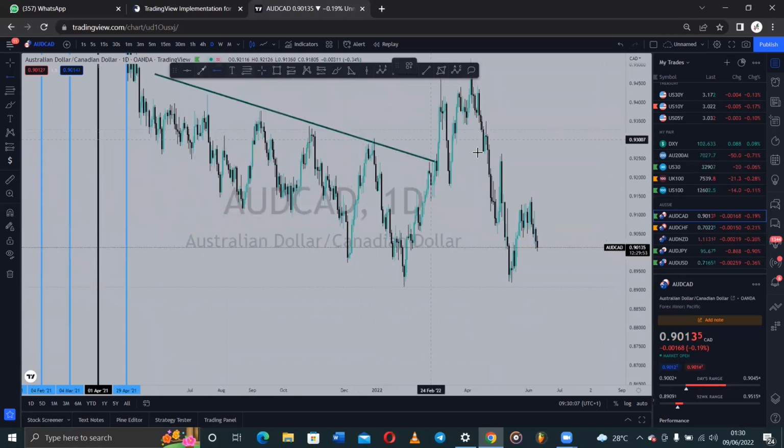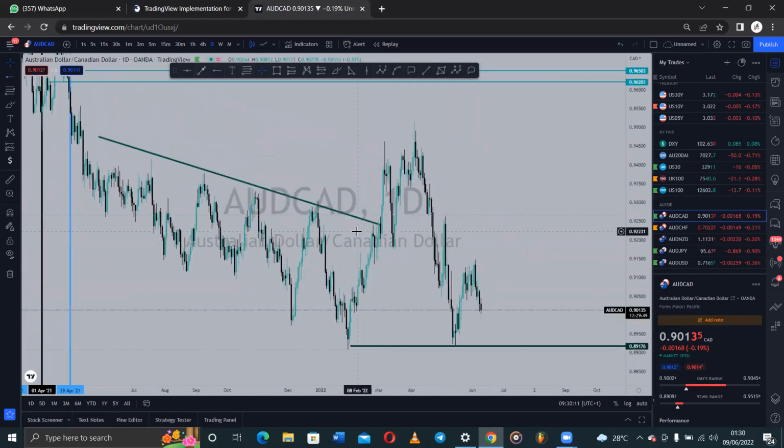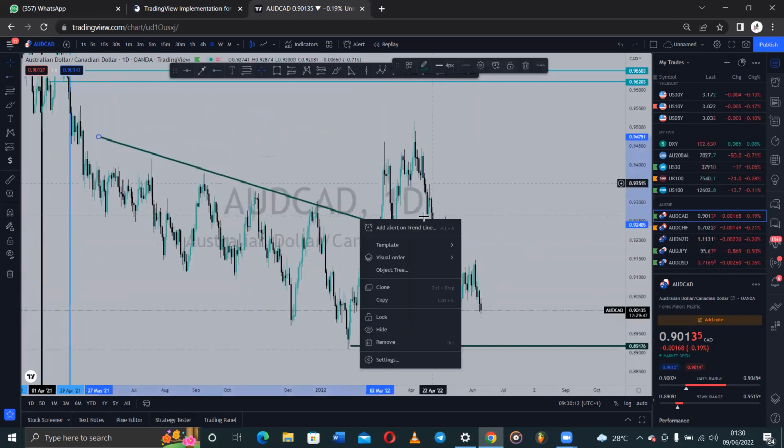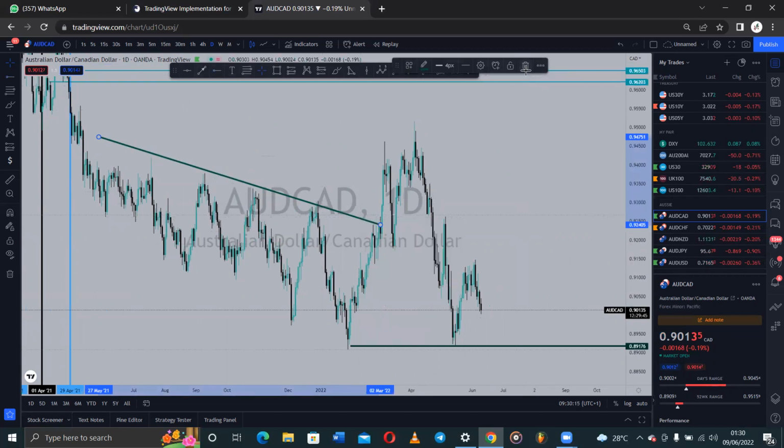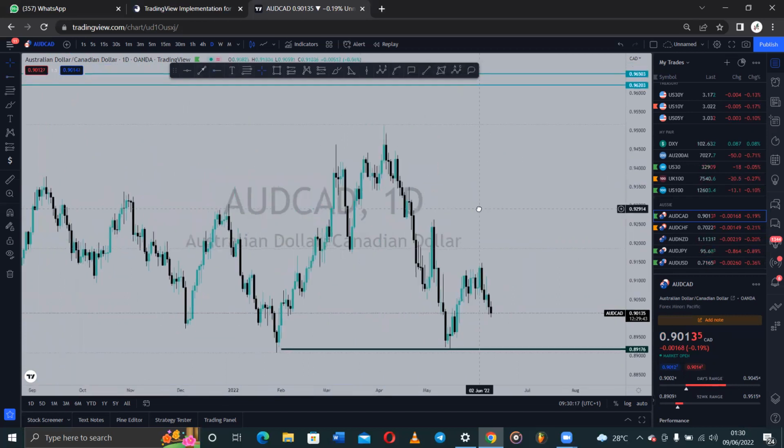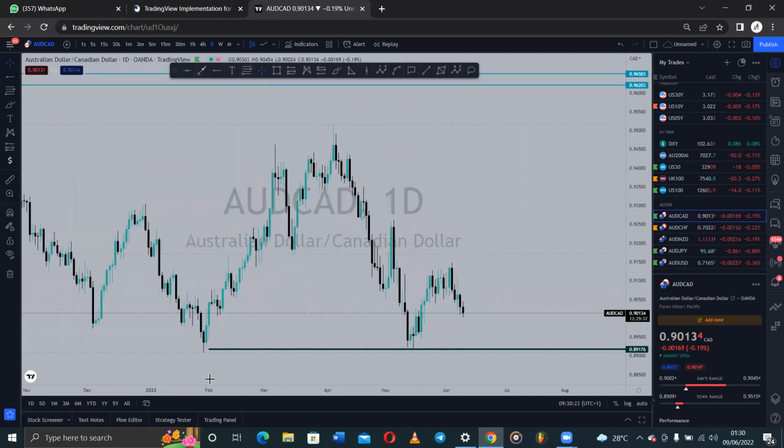Obviously, the way I approach my market, this is an equal low. Let me take this one out. That is an equal low. Let me say I'm analyzing it based on 2022 only. This is my equal low. I'll pick any point of it, then this high here.